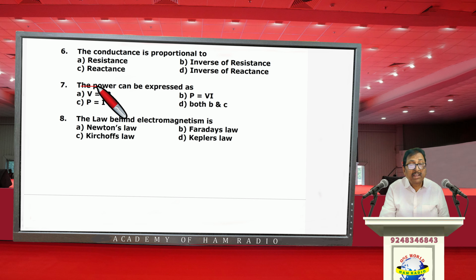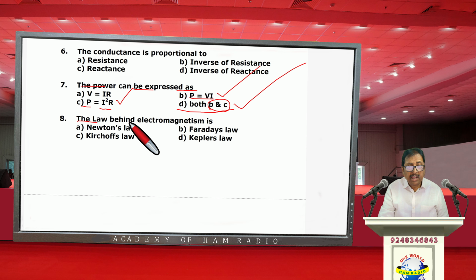The power can be expressed as P is equal to V into I, that is voltage multiplied by current. Correct. P is equal to I square R. This is also correct. So both B and C are correct. So the answer is option D.